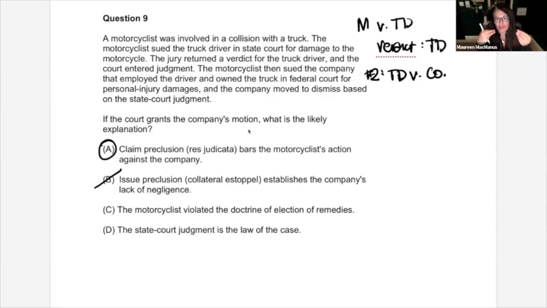So we can get more from this question of review of election of remedies, totally unrelated, but it's here, so might as well review it. And then if you do get election of remedies, then you'll know it a little bit better now.